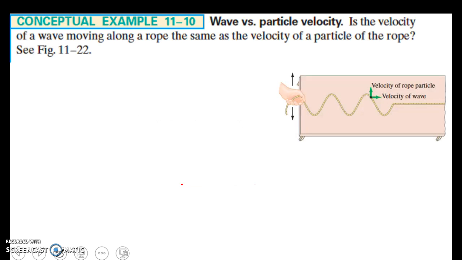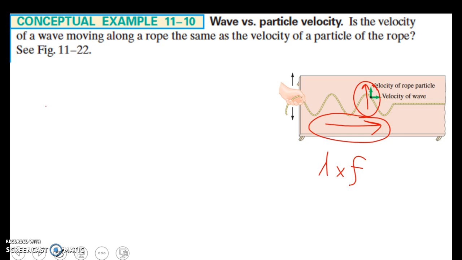Okay, so this one's more conceptual, but wave versus particle velocity. And the question is the velocity of a wave moving along a rope? Okay, so the wave that's going this way, is it the same as the velocity of a particle on the rope? When you look at this, the first thing you want to think about is velocity's distance over time for the particle. But when we talk about the wave, right, it's wavelength times frequency. And so we're talking about different things here when we talk about the speeds.